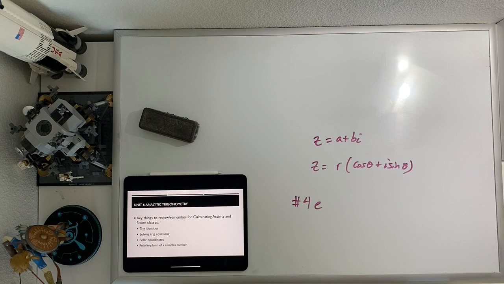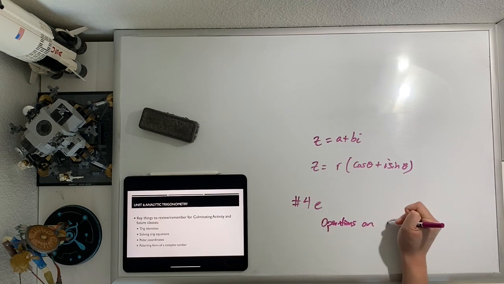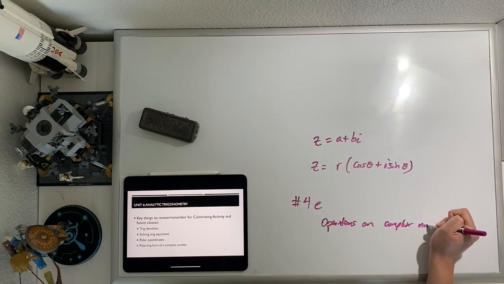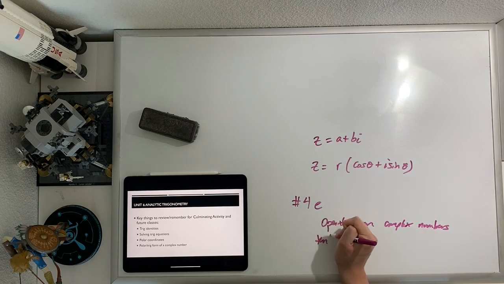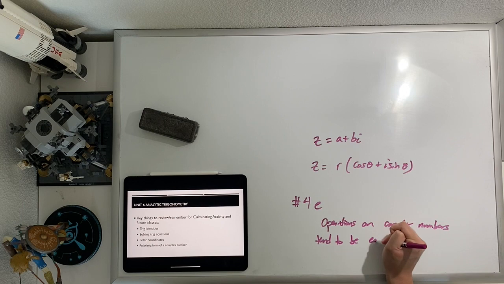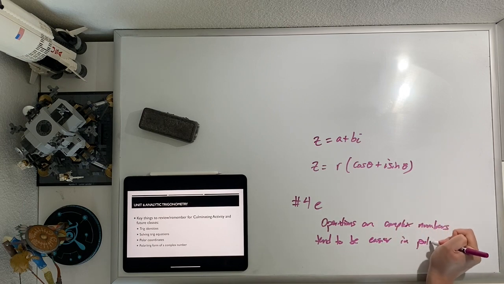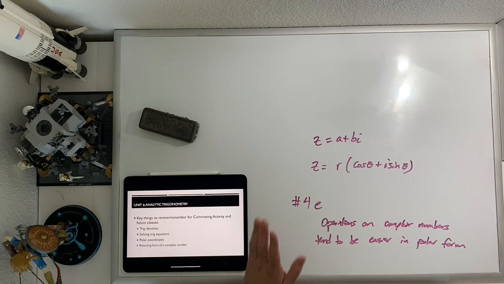Okay, so number 4E, why do we care about putting complex numbers in polar form? It's a lot of work, it's kind of tedious sometimes. Well, operations on complex numbers tend to be easier in polar form. So if we want to multiply them, raise them to a power, find their roots, etc., it's a lot easier to deal with those operations if our complex numbers are in polar form. So that's why we change them. So here's our answer to that question on your culminating activity. So lucky you. Try not to share this with those who aren't watching these videos.